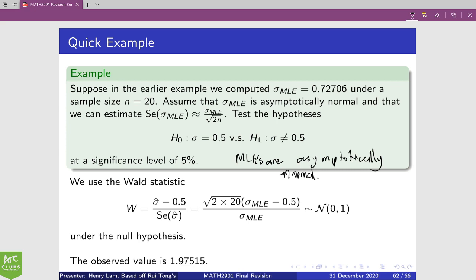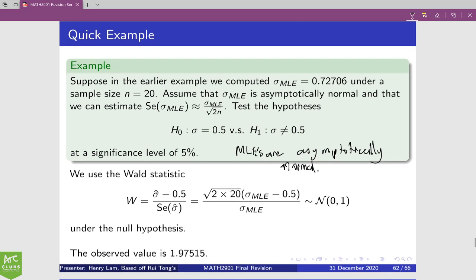So you just plug into the Wald test. You put in the MLE minus its assumed true value, and you divide it by its standard error or standard deviation. So you standardize it essentially, and you just substitute everything in now.